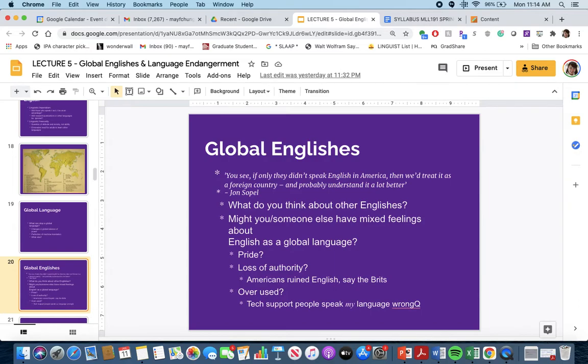There's a really good quote that I found in the past year. It's from this author, his name is John Sopel. He's English, from the UK, and he says, "You see, if only they didn't speak English in America, then we'd treat them as a foreign country and probably understand it a lot better."